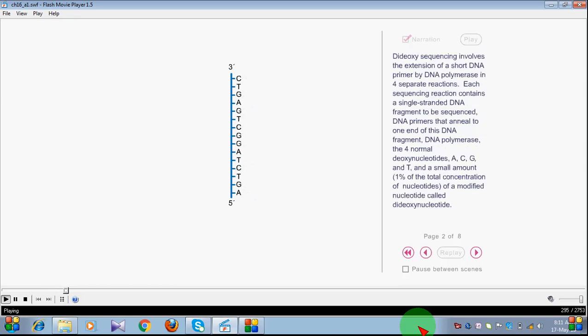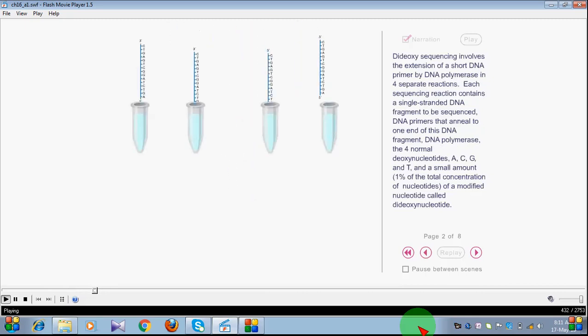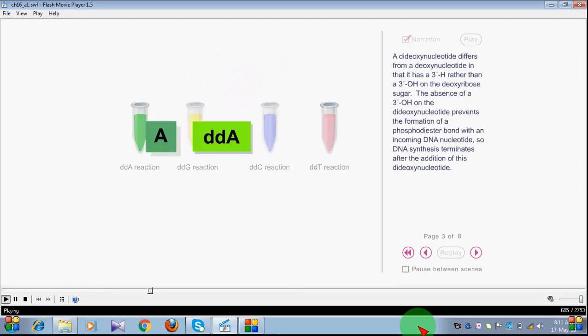Dideoxy sequencing involves the extension of a short DNA primer by DNA polymerase in 4 separate reactions. Each sequencing reaction contains a single-stranded DNA fragment to be sequenced, DNA primers that anneal to one end of this DNA fragment, DNA polymerase, the 4 normal deoxynucleotides A, C, G, and T, and a small amount, 1% of the total concentration of nucleotides, of a modified nucleotide called dideoxynucleotide.